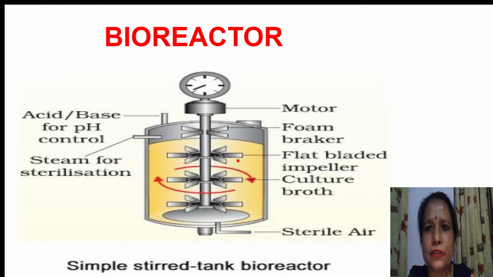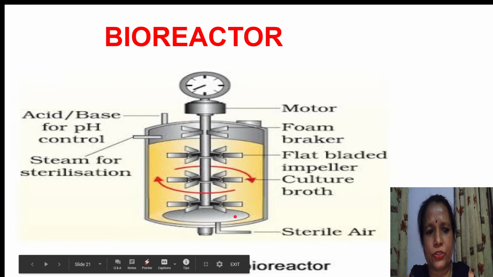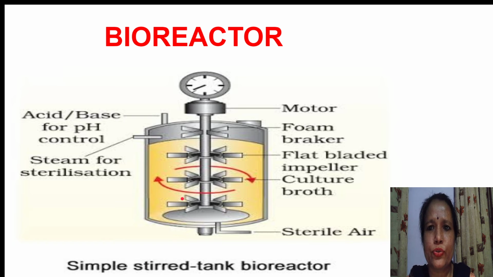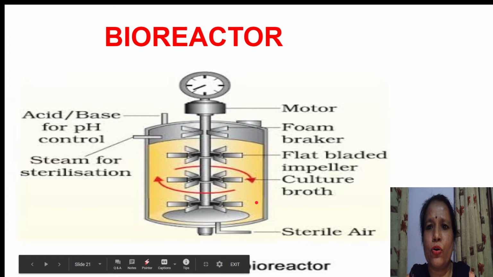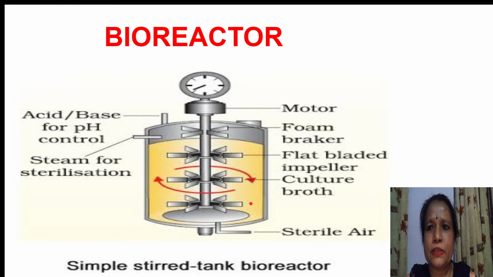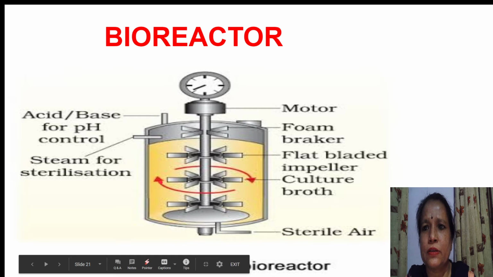It also prevents the setting of the cells at the bottom of the bioreactor. Then there is a cooling device. This is a cooling device. So there is a thermal jacket of cool water used to control temperature. Now suppose if the temperature rises or it is heated up, then cold water flows in it. But if the temperature is low, then hot water will flow around it, so the temperature of the bioreactor is maintained.